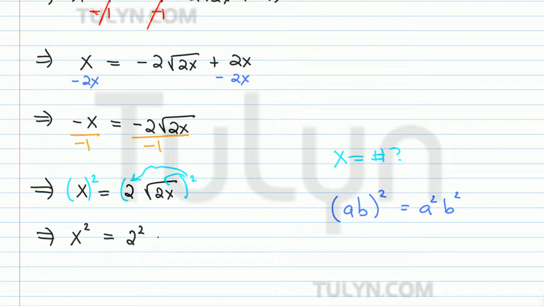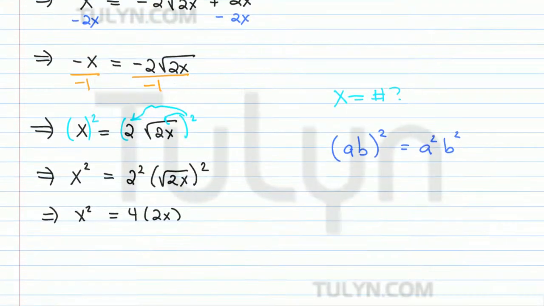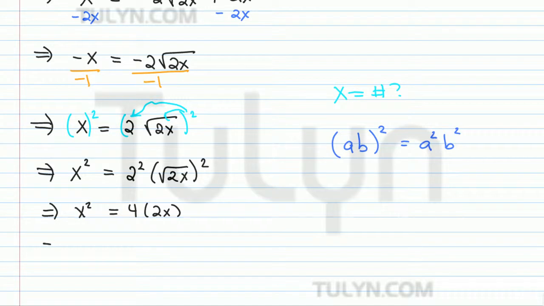So this is going to become 2 squared times square root of 2x. And I can do better. Square root of 2x squared. So simplifying, we get x squared is equal to 4 times 2x, right? Because square root of 2x squared is just going to be the radicand 2x. So simplifying further, we get x squared is equal to 8x.